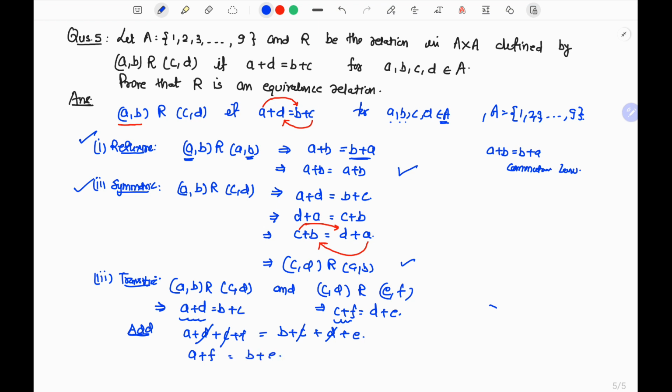Again, we check the ordered pair. Here a is the X element and b is the Y element of the first ordered pair, and e is the X element and f is the Y element of the second ordered pair. Therefore, we can write that (a, b) is related with (e, f). So it implies that the relation is transitive. Because the relation is reflexive, symmetric as well as transitive, we can say that the given relation is an equivalence relation, as proved.